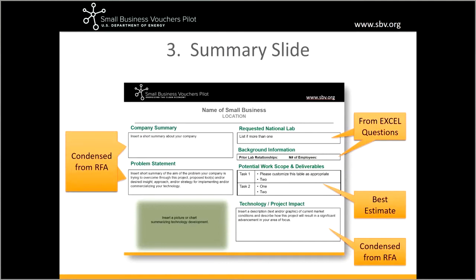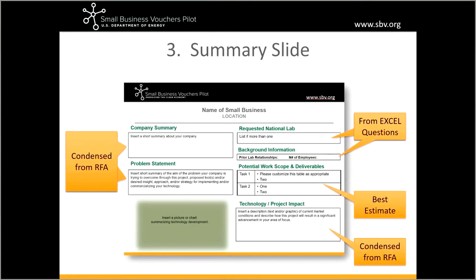At this stage of the program, actually the statement of work hasn't been written when you submit your request for assistance. So this is best guess time. What do you think would be the likely work scope for this project, and what do you think the likely deliverables will be? And then that can be tuned as the statement of work is developed if you're selected as a semifinalist. And then finally, condensed from your request for assistance is the project impact that you anticipate as a result of completing this work.